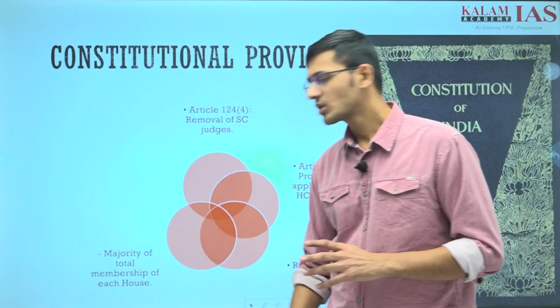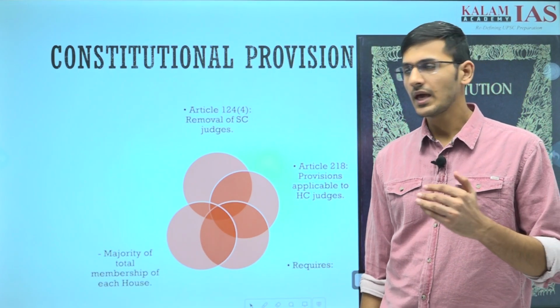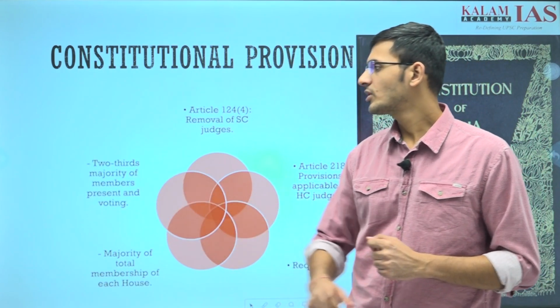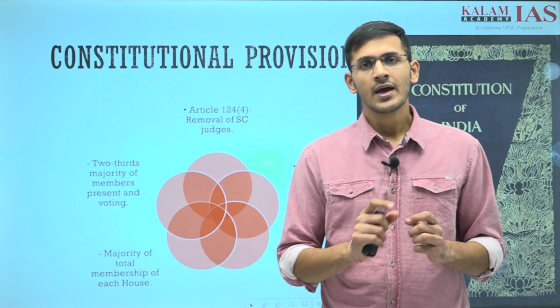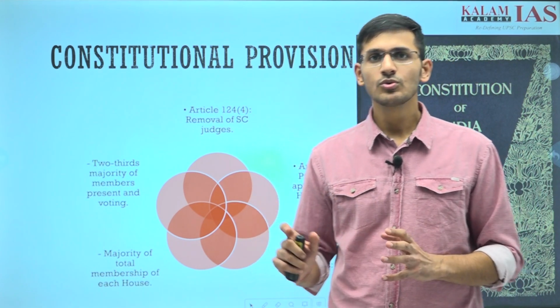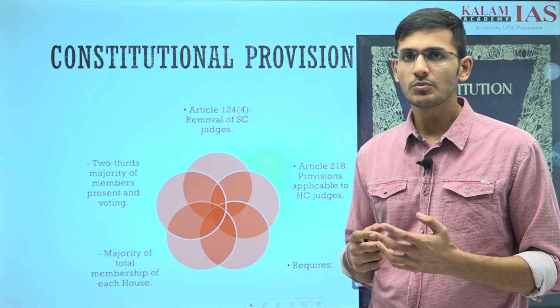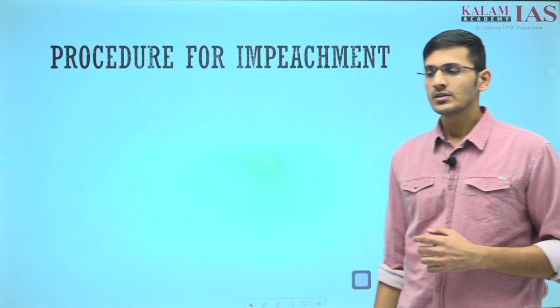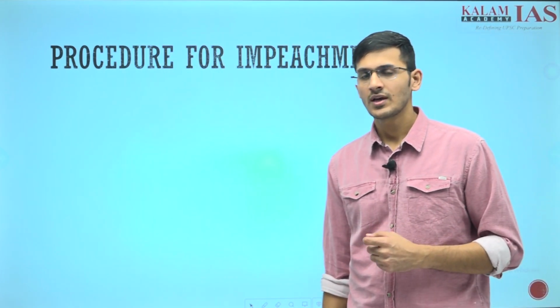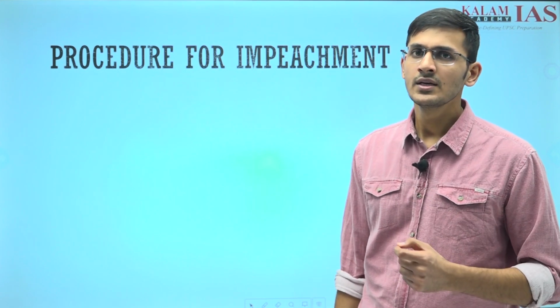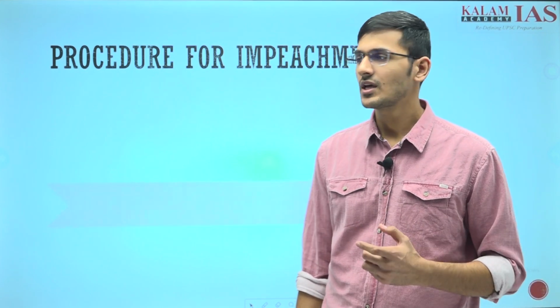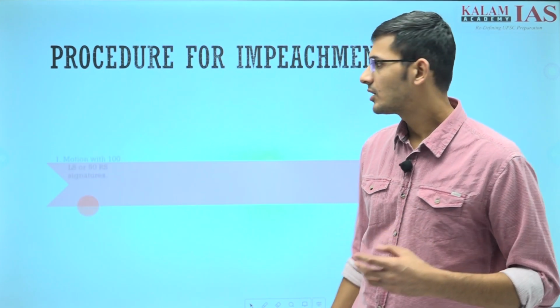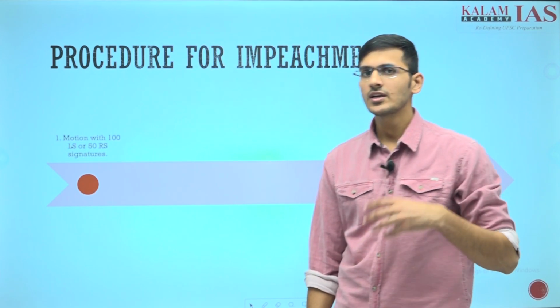So a majority of the total membership of each house, and apart from that, a 2/3 majority of the members present and voting has to clear the resolution to initiate and to remove or impeach a judge of the Supreme Court or a High Court. The details of the procedures are in the Judges Inquiry Act. In the Judges Inquiry Act, the first step for the removal is the motion, the starting of the motion.